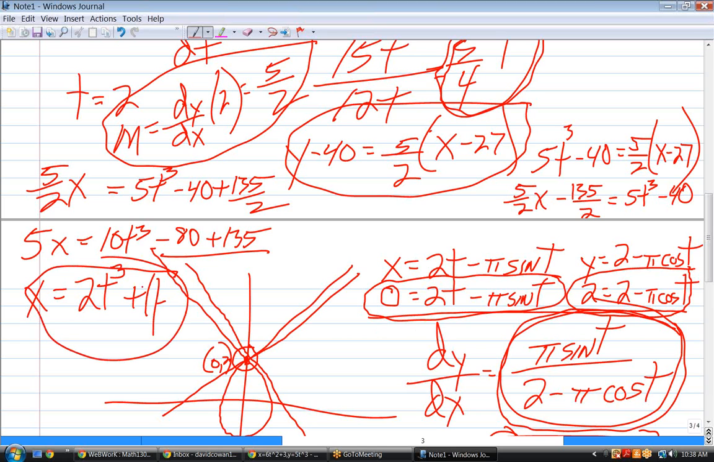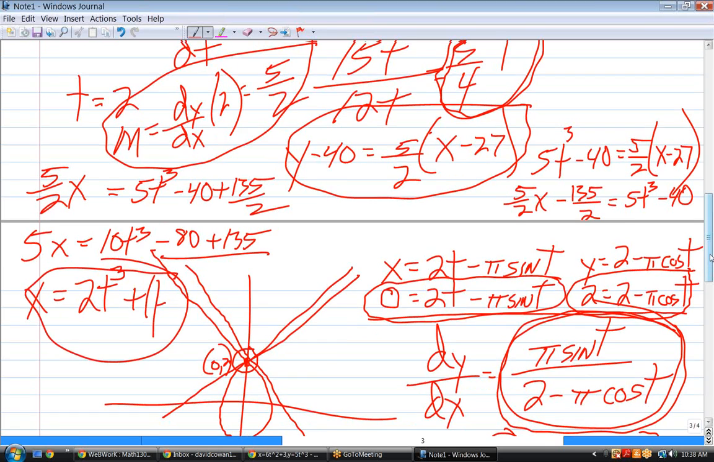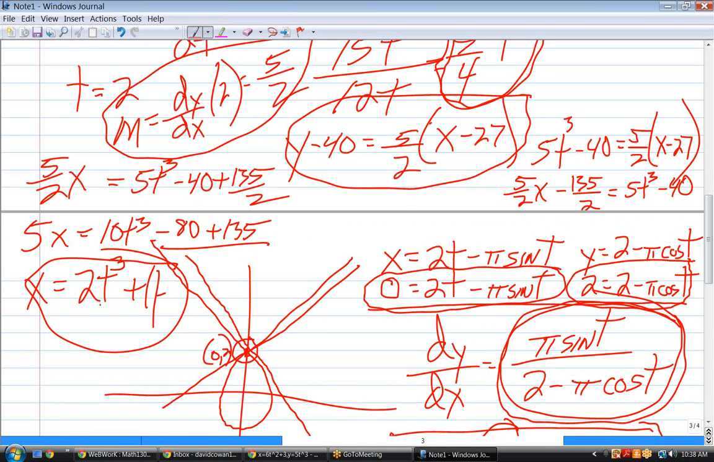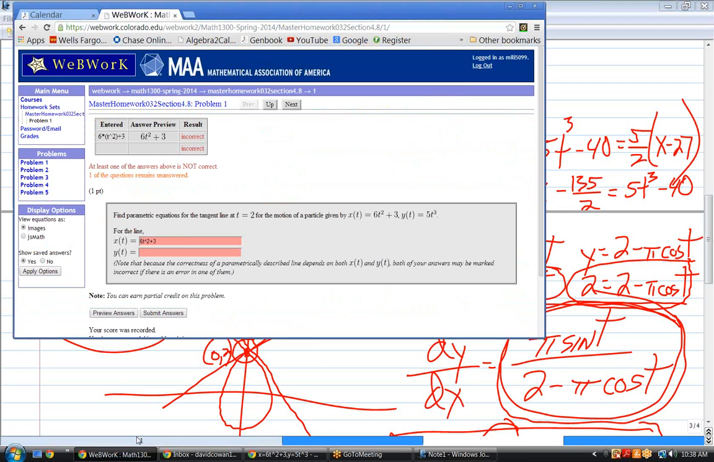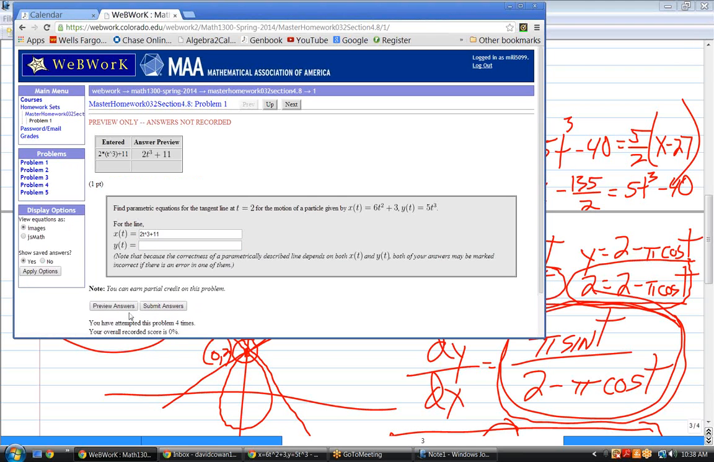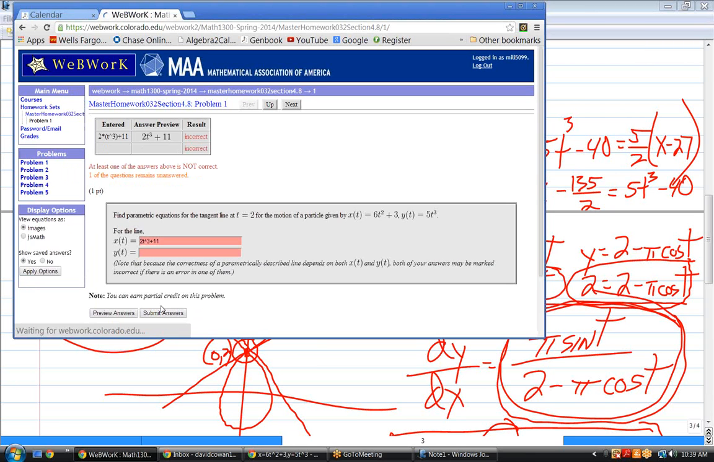I'm almost positive that's the way to do it. I may have made a math error, so it may not be right. Let's see, it's 2t cubed plus 11. I'll preview that just to make sure. Okay. Bet you this is right. Oh, gosh. How can that not be right?